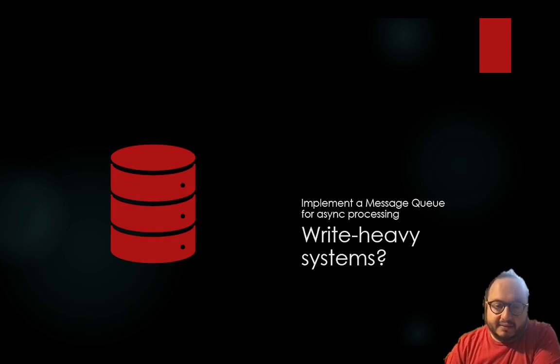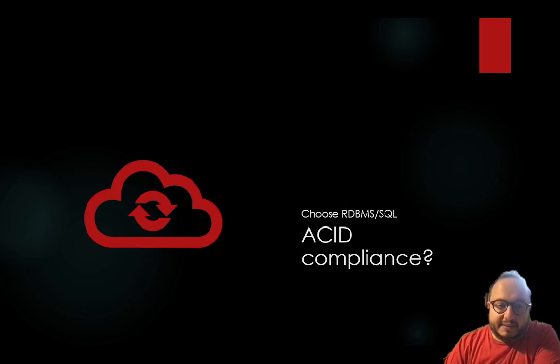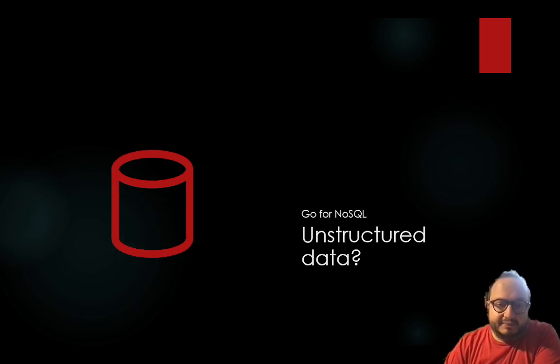Implement a message queue. Write heavy systems. To handle lots of writes, message queues like RabbitMQ or Kafka let you process work asynchronously and avoid slowdowns. Choose RDBMS. ACID compliance. If you need strong consistency and transactions, traditional SQL databases are your best bet for reliability. Unstructured data. Go for NoSQL. Data that doesn't fit a rigid schema like logs, documents, or sensor data is best stored in a flexible NoSQL database.